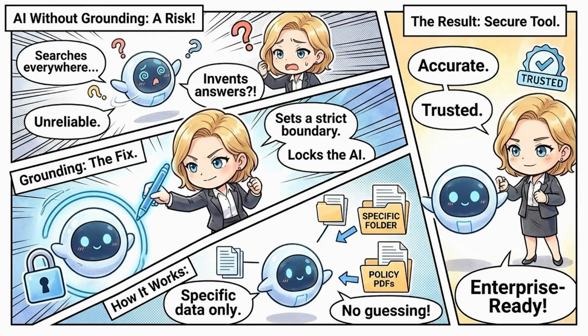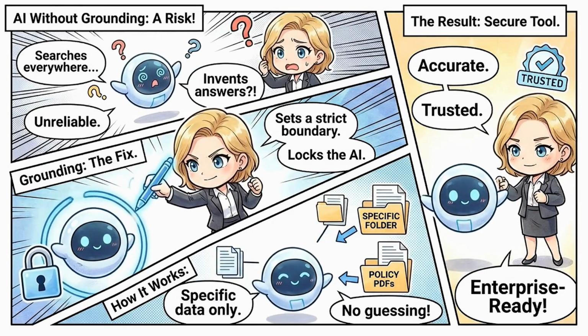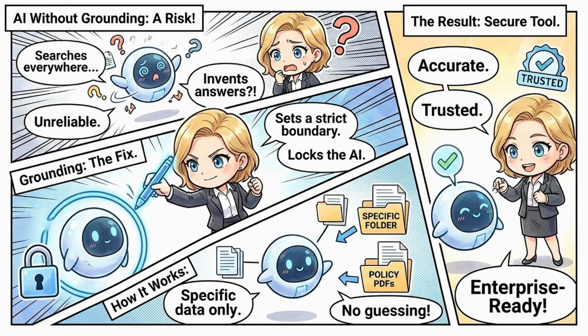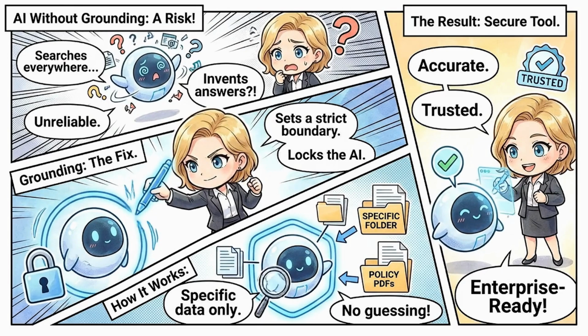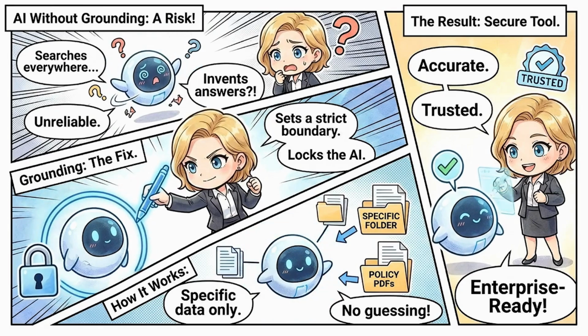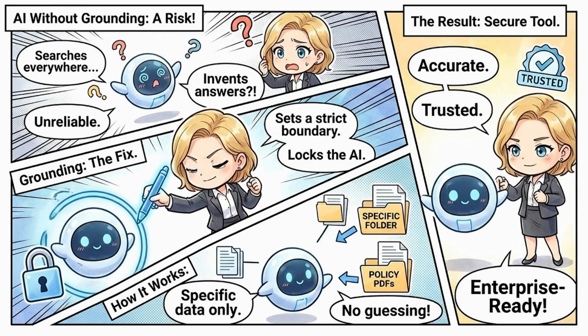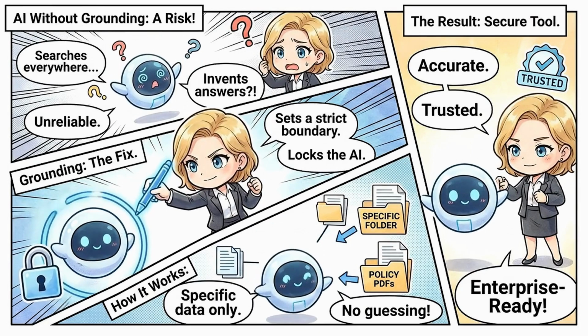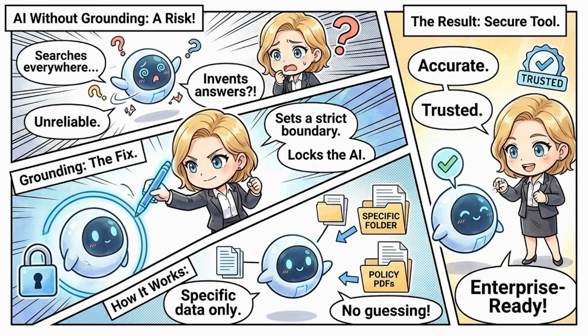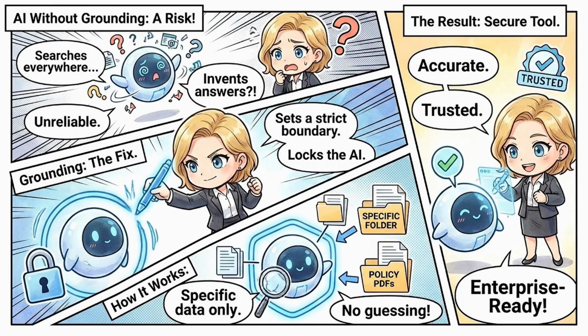Grounding essentially places a strict boundary around the Copilot. Instead of allowing it to search its vast general training data, you're telling the agent, only look in this specific folder, and only read these specific policy PDFs. Do not attempt to invent an answer. This foundational concept transforms a standard AI chatbot into a secure, enterprise-grade business tool.